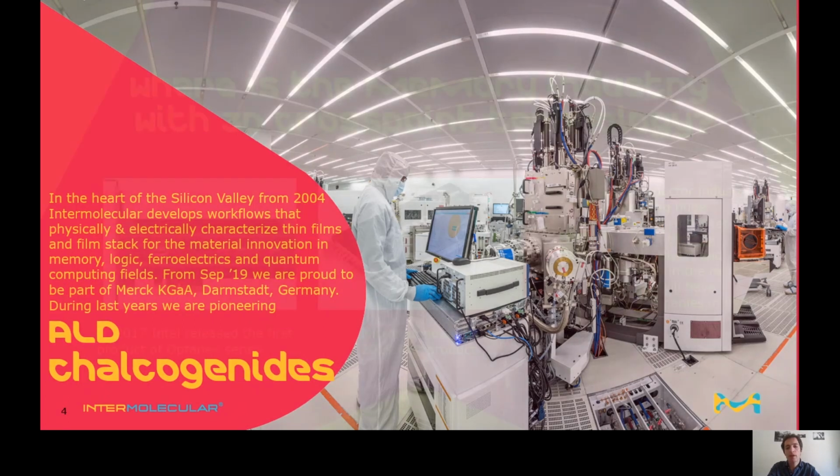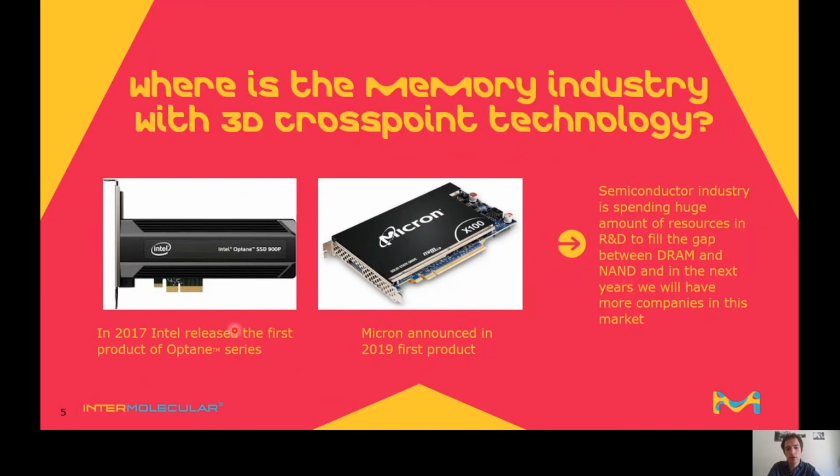But where is the memory industry with 3D crosspoint technology? Actually, the first product was released by Intel in 2017. It was the first product of the Optane series. And just at the end of 2019, Micron announced its first product.